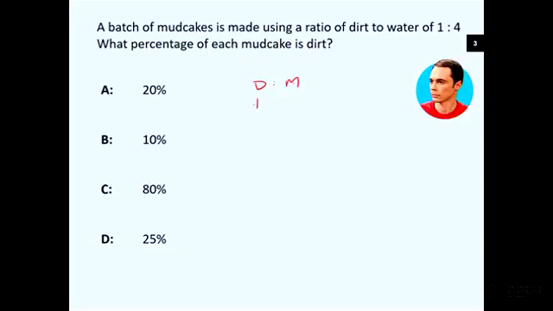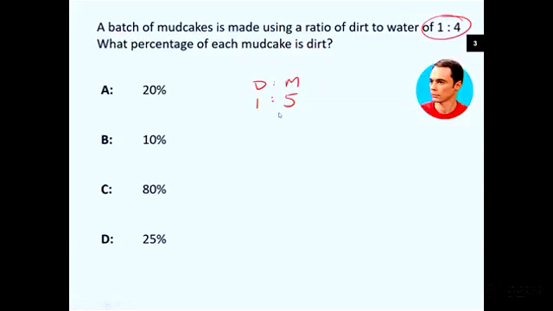For every 1 amount of dirt, how much mud cake is there? Well, if I put in 1 part of dirt and 4 parts of water, how many parts have I got in the mud cake? 5. So that's just saying, check the question. It wasn't asking for the ratio of dirt to water, it gave me that, but dirt to mud cake was, for every 1 part of dirt, there's 5 parts of mud cake.